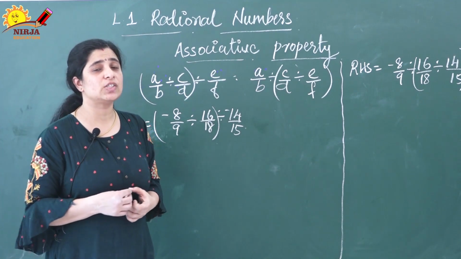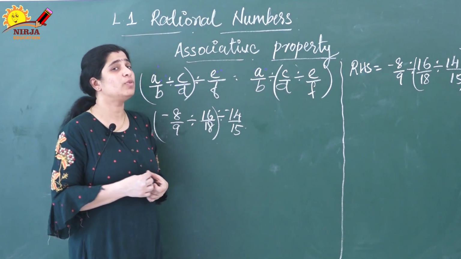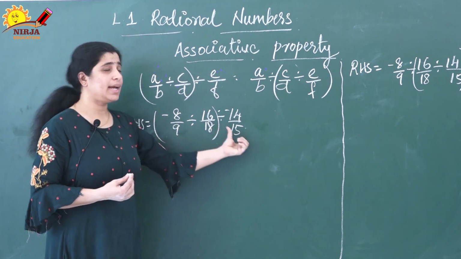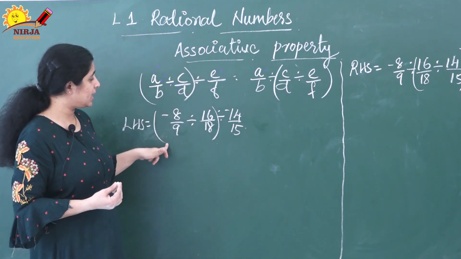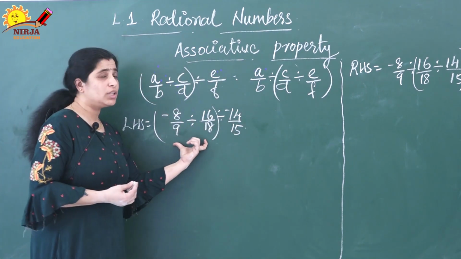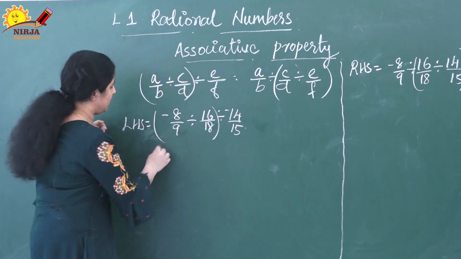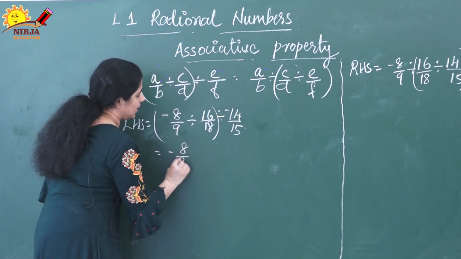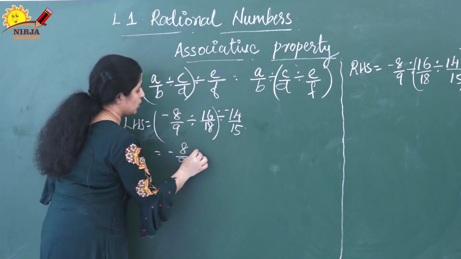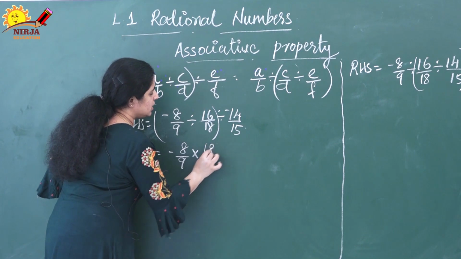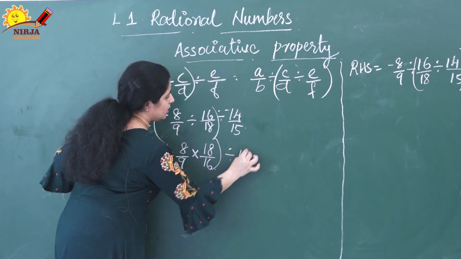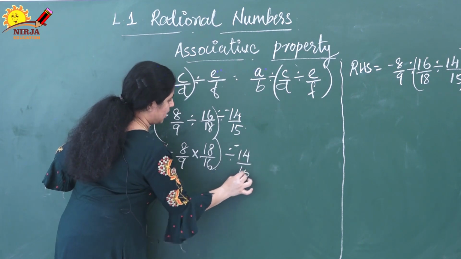Whether division satisfies the associative property or not, we will check. For that I have taken one example here. Three rational numbers I have taken, minus 8 by 9, 16 by 18 and minus 14 by 15. First we will do the division of these two rational numbers. That means minus 8 by 9. Division means you know that you have to multiply with the reciprocal. So multiplied by 18 by 16. This I am keeping here, and here minus 14 by 15.